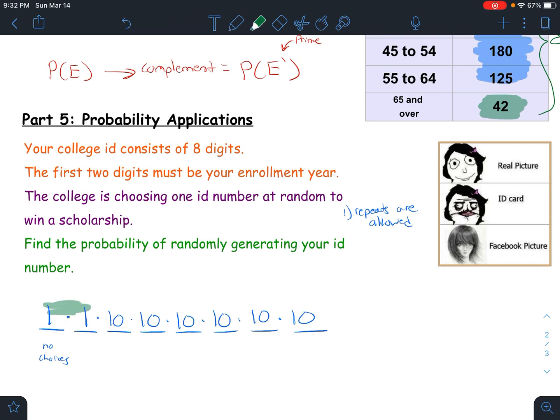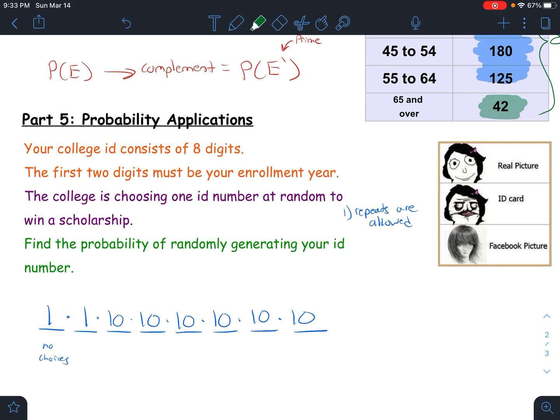Now let's revisit these first 2 here, because I'm a little suspicious about what we have going on here. So let's reread the verbiage. The first 2 digits must be your enrollment year. And then the college is choosing one ID number at random to win a scholarship. So it begs the question, how many enrollment years are being included in this particular drawing? Do we have just freshmen, just sophomores, just juniors, just seniors, or could it be any one of them? Are we assuming that everybody from this college is attending for 4 years? What's going on there? So what we're going to do to simplify things is assume, just like high school, that the folks here are attending for 4 years, so that your particular enrollment year may be the one that's chosen, or it might be one of the other 3.